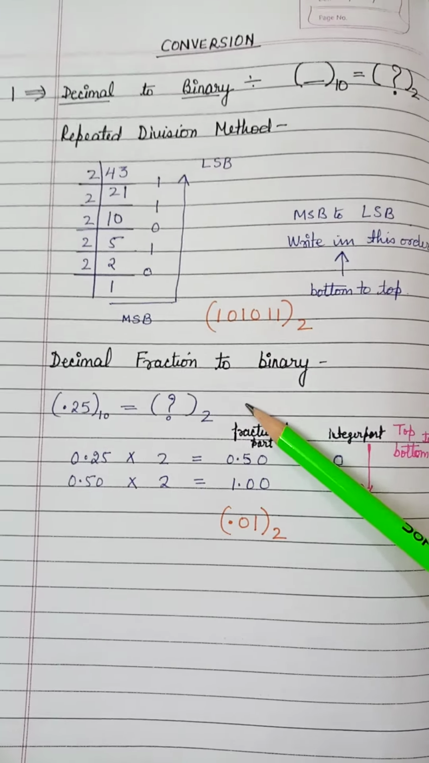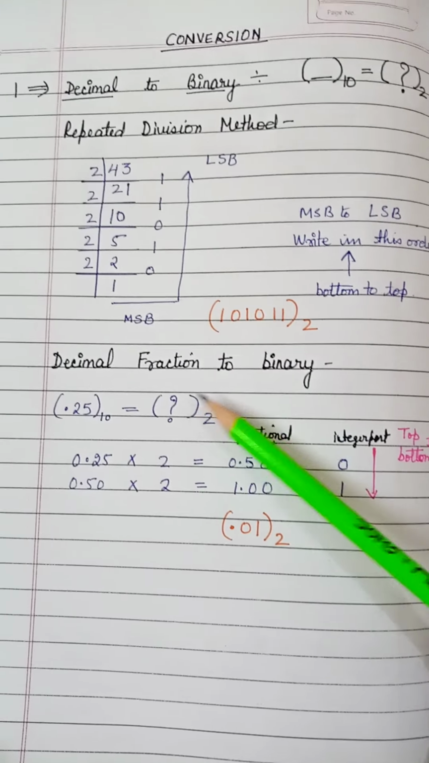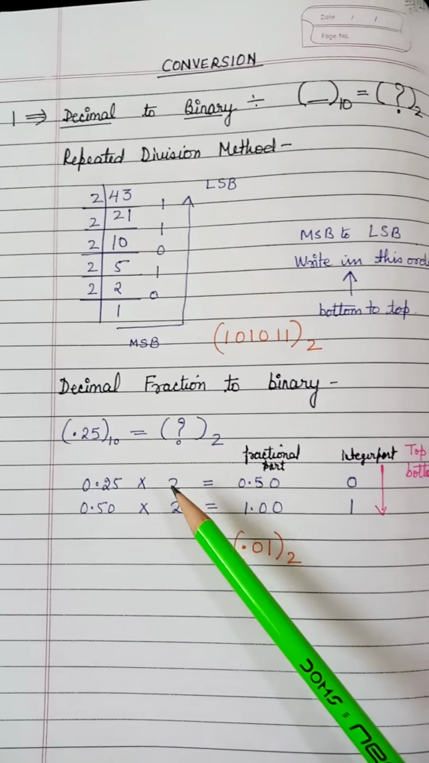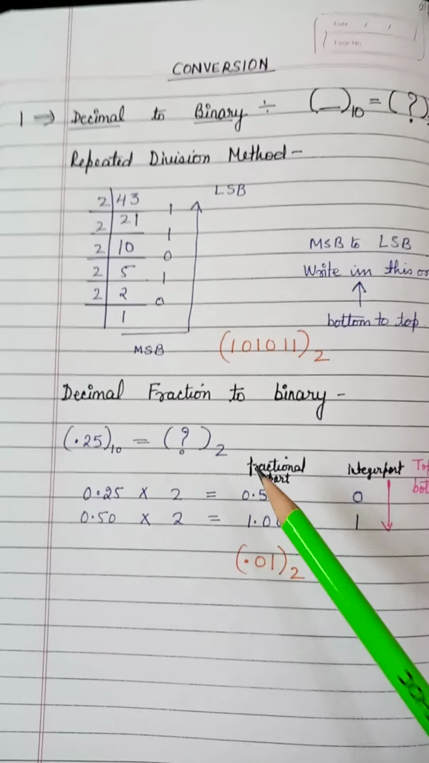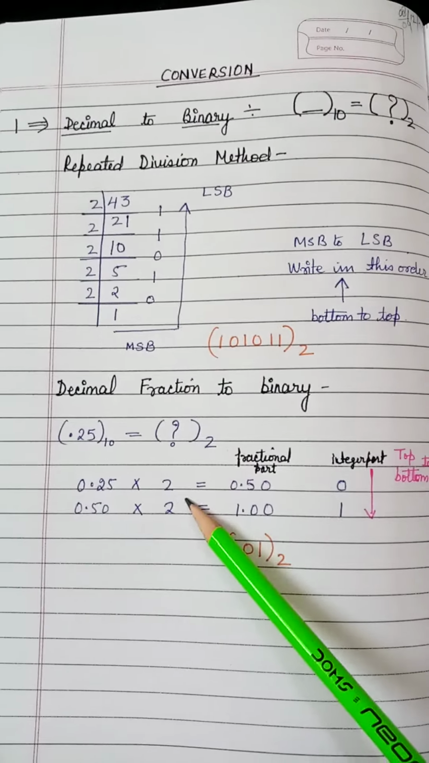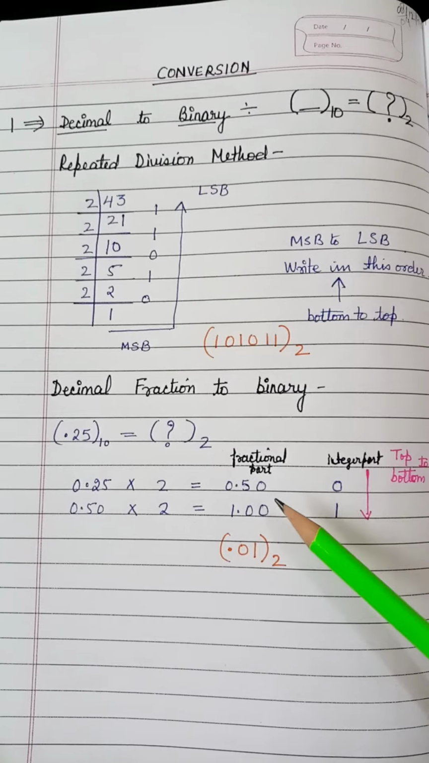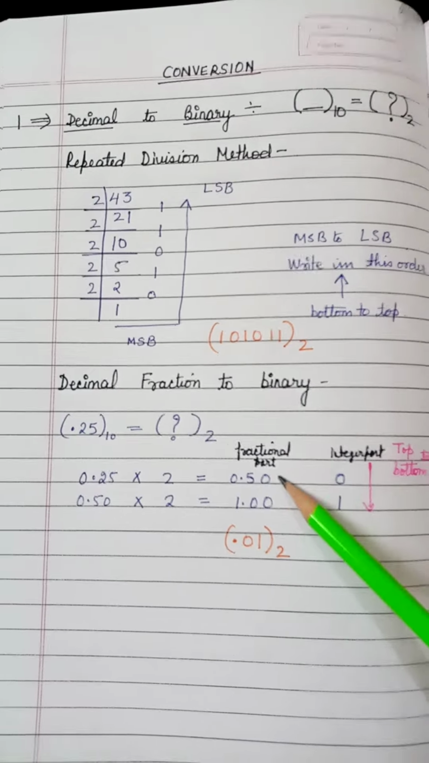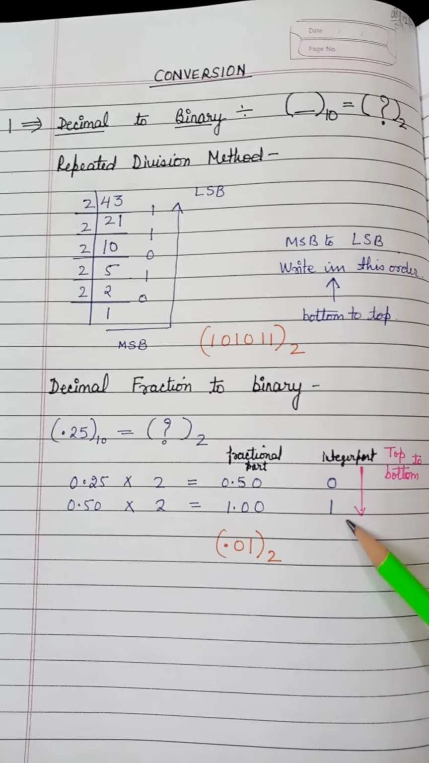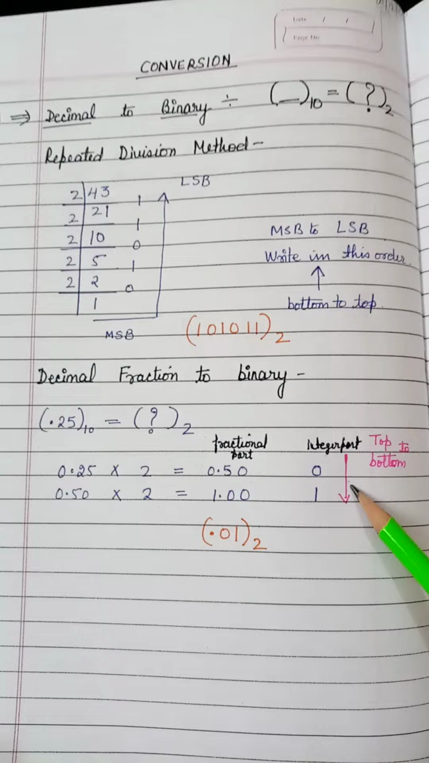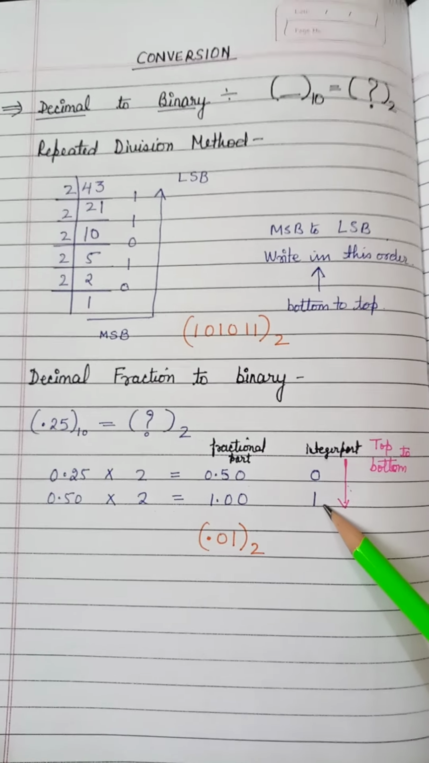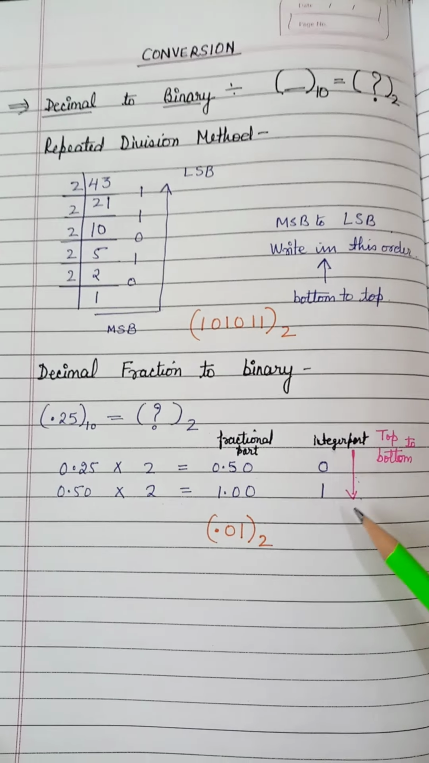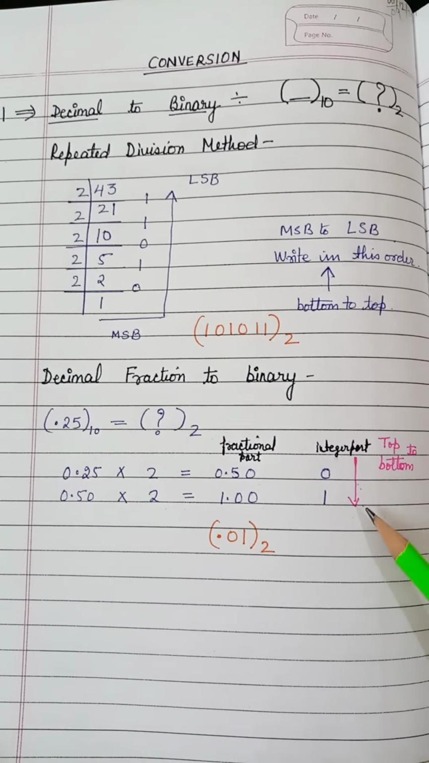Now if you have to convert decimal fraction to binary, then what will be the procedure? In this, if you have to convert decimal fraction to binary, then you need to multiply the fractional part repeatedly by 2. And you will be writing the fractional part here and the integer part separately. Okay, and the answer will be the integer part only from top to the bottom. In fractional conversion, you will be writing down the answer from top to bottom.